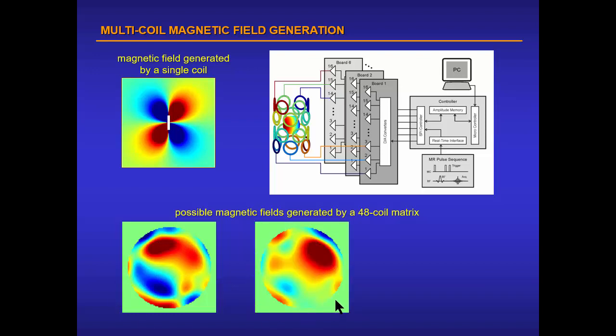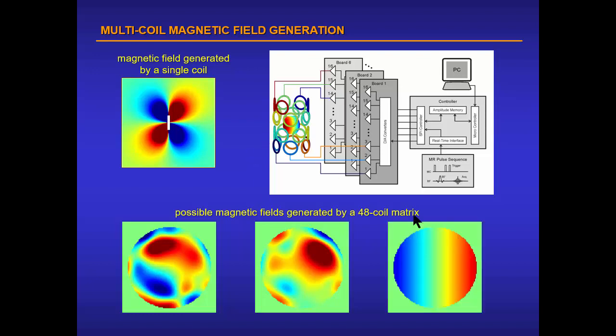Or like this one, if I change the combination of currents, and this actually looks a little bit like the inhomogeneity that you have in the human brain, some circle up front and then homogeneous somewhere else. But if you adjust the current really, really carefully, you can also make a perfectly linear field as well. So a system like this offers great flexibility in shaping your magnetic field.